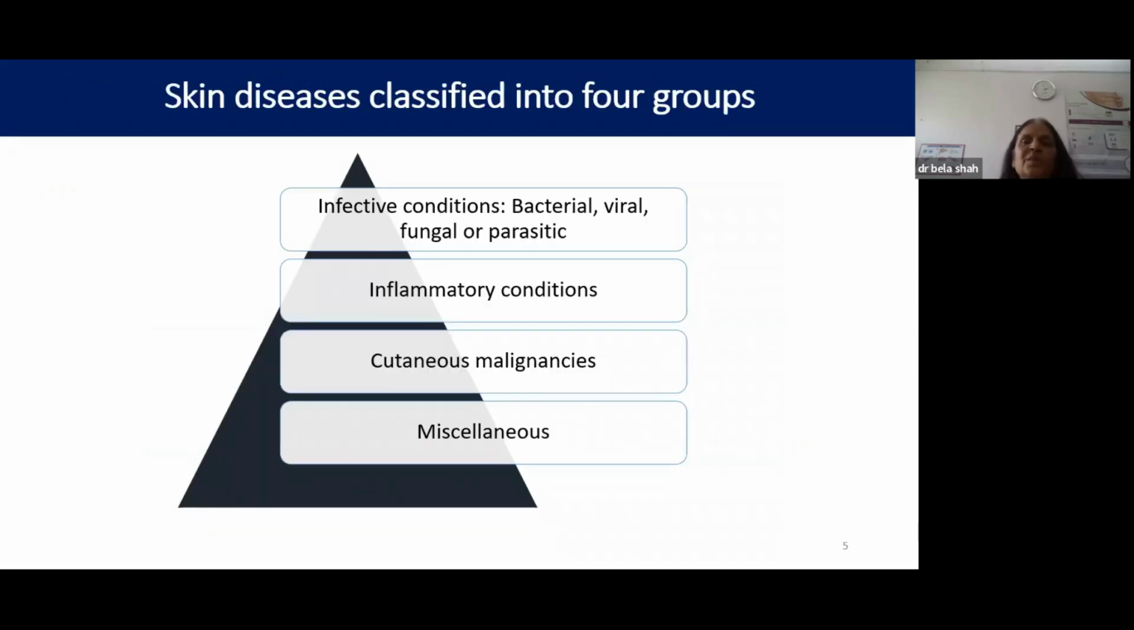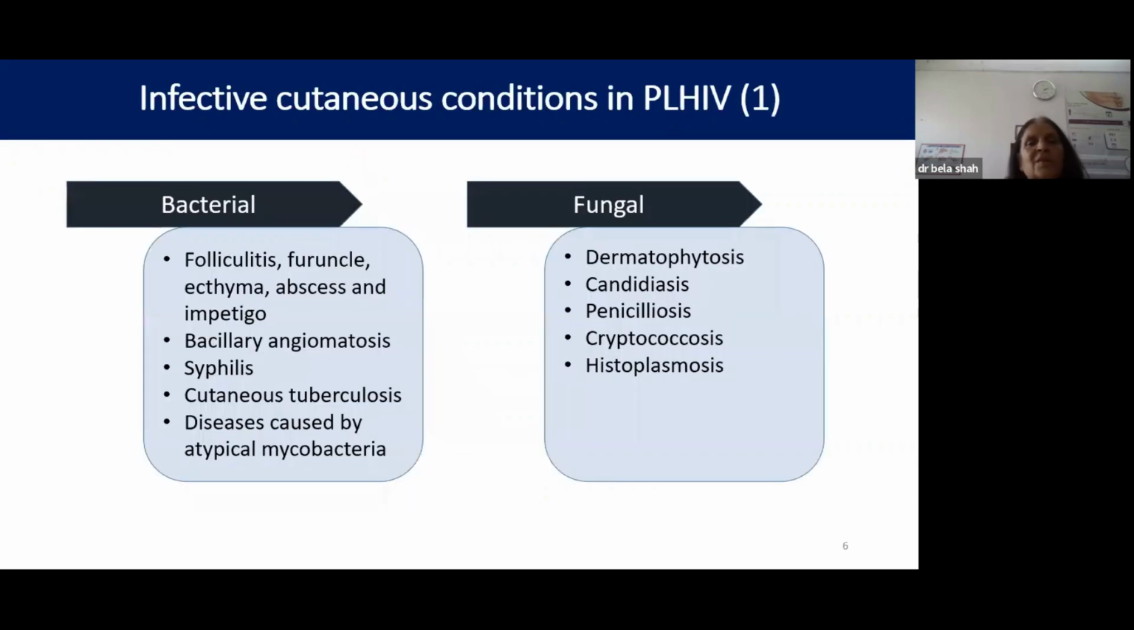So now coming to the most common infections, they are bacterial infections, which are seen in such patients. Also, we do see viral infections, at times fungal infections, and many times we will come across even parasitic infections. Mainly, broadly, the dermatoses which are seen in these patients are infective conditions, inflammatory diseases, cutaneous malignancies, and miscellaneous skin conditions. So what are the common bacterial infections?